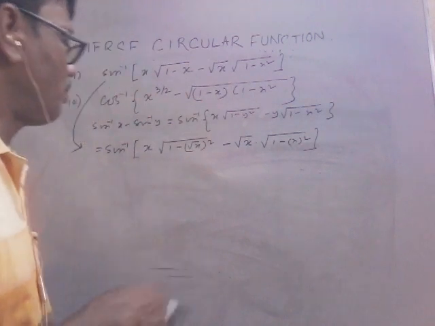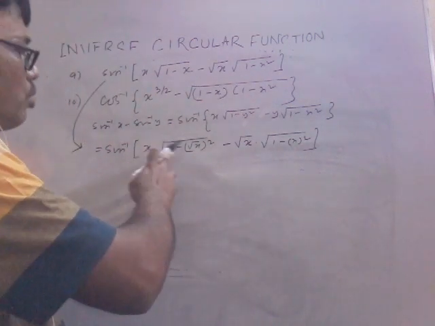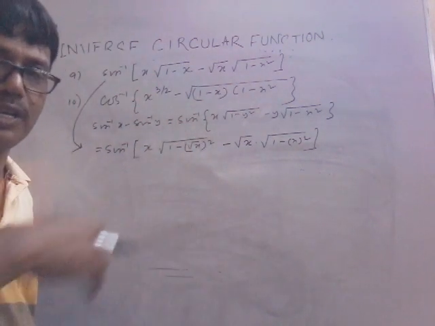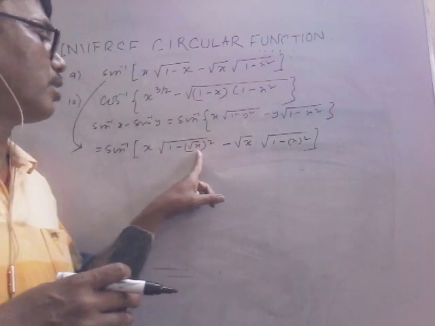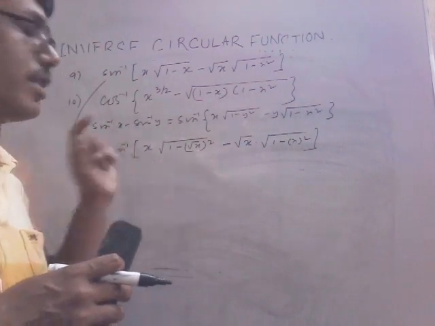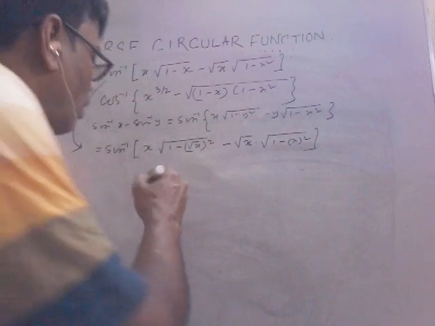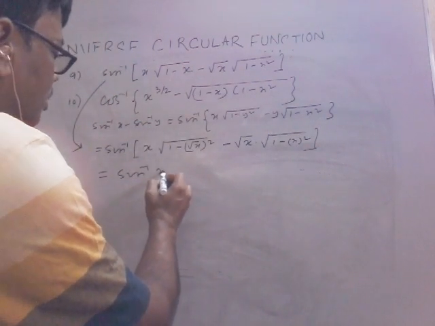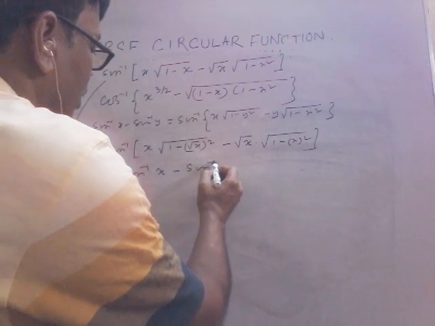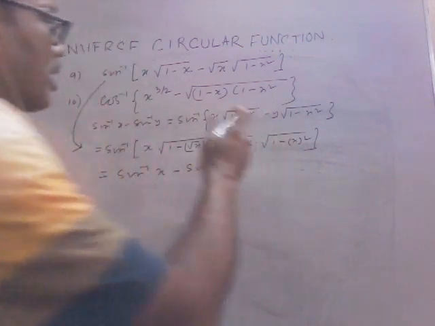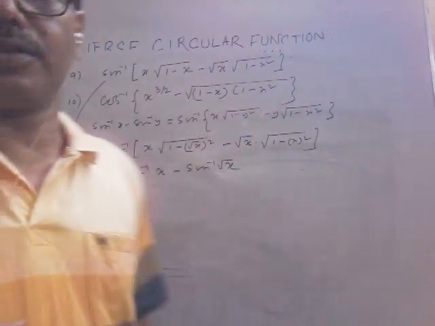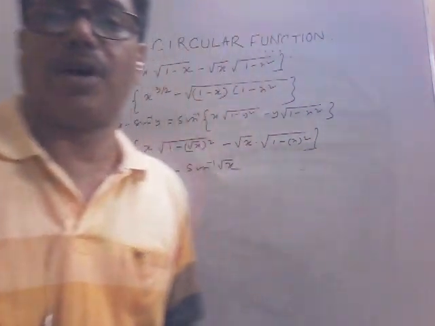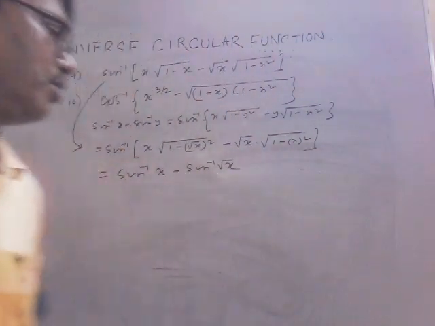So what is our formula? x into root over 1 minus y square. So y equals to here root x and x is x. So what is the simplified form? Sine inverse x minus sine inverse root x.